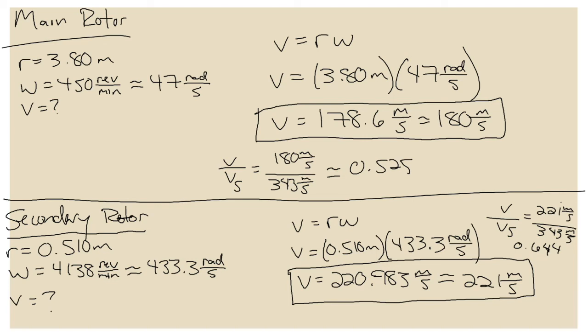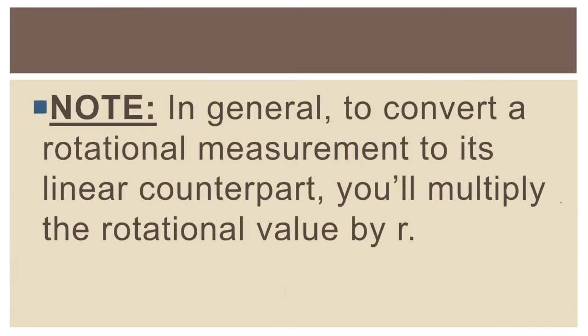All right, now before we move on, now that we've done one of these, I think it would be important to comment on one point in particular. And that is that in general, to convert a rotational measurement to its linear counterpart, you'll multiply the rotational value by r. This, you'll notice, is going to come up again and again and again. Take a second to pause this video here and write that down. And when you hit play, we'll move on.